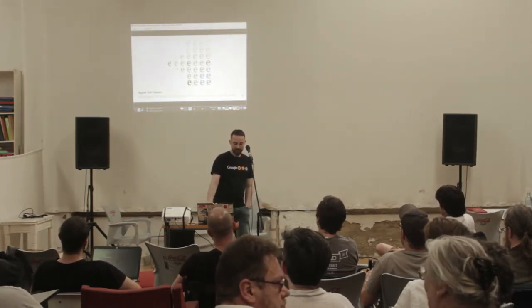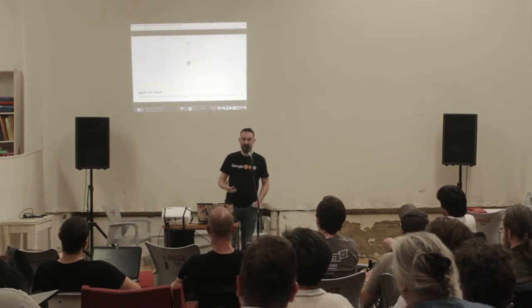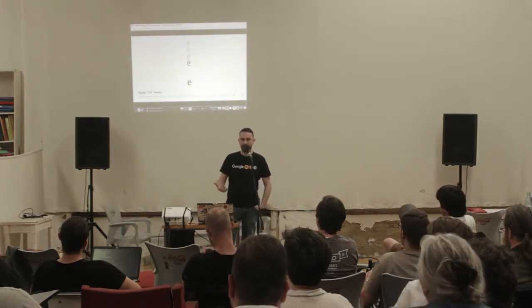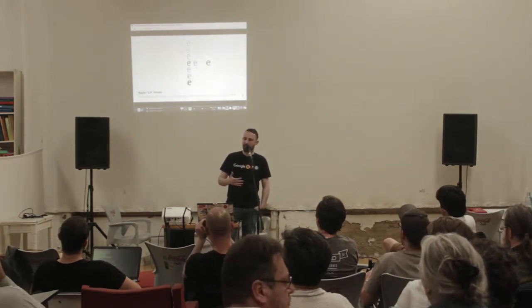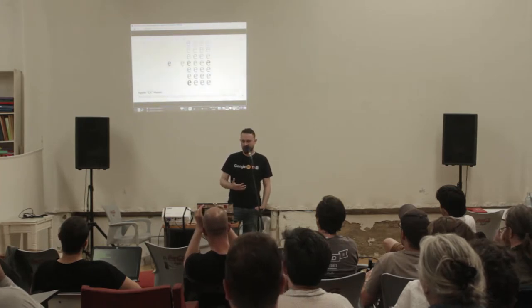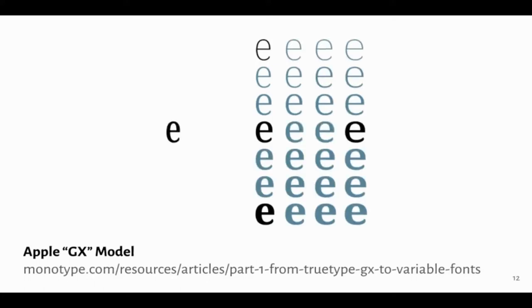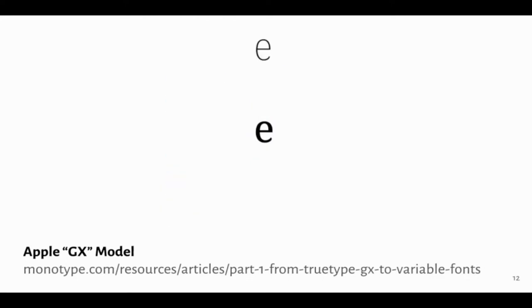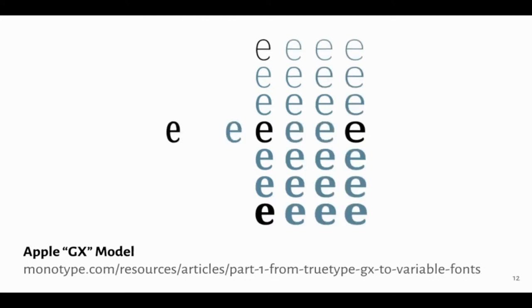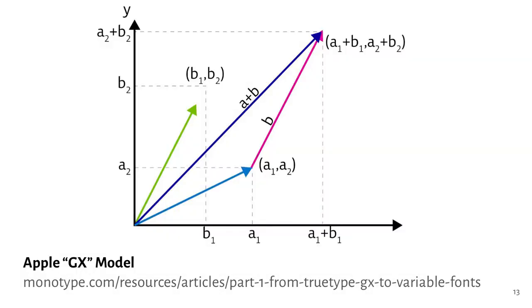And they go on to show the Apple GX model, which was published a few years later. The Adobe model was, I think, at the end of the 80s, and Apple introduced the GX model in the early 90s. And this model takes a different approach. In this model, you start from the center with the default design that you most commonly want. And then there are vector deltas from that point.